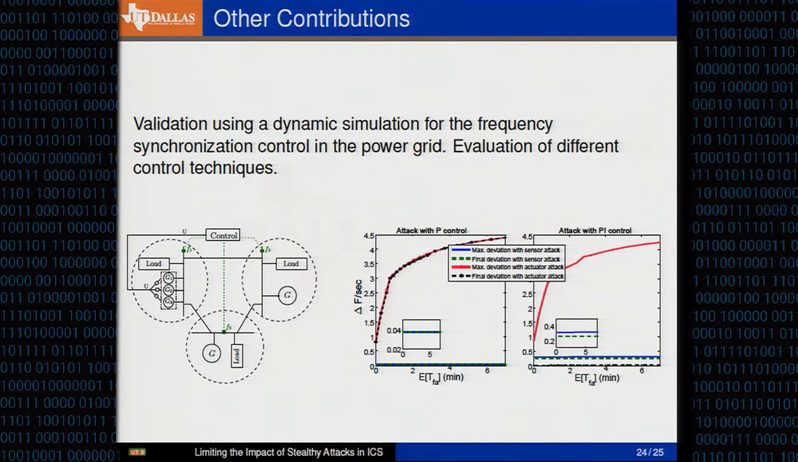We also did experiments in a simulation of a smart grid. And here, what we wanted to compare is how the type of controller, in this case a proportional versus a proportional integral controller, could help limit the impact of an attack. We got that a PI controller may help to balance the deviation induced by an attacker to a point that it may not be possible to launch a stealthy attack. But of course, there are details. I encourage you, if you are interested, to ask me later after the presentation or check the paper.